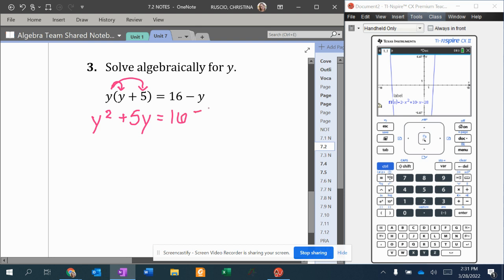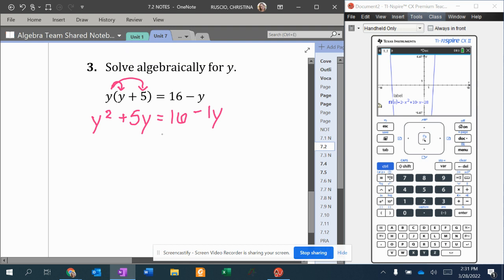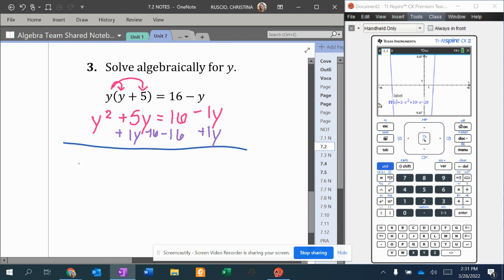All right, y squared is equal to 16 minus 1y. We want to keep the squared term positive like we talked about in the last one. So let's bring everything over to the left side again. I'm going to subtract 16 from both sides, and then I got to add 1y to both sides. You could sort if you wanted to. I'm cool with that as well. But either way, we are going to end up getting y squared plus 6y minus 16 is equal to 0.